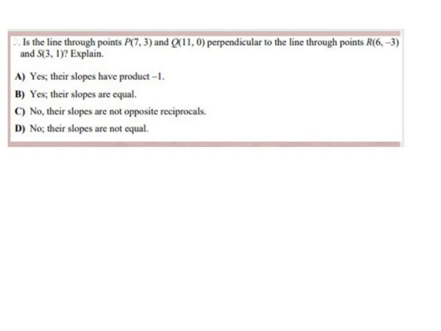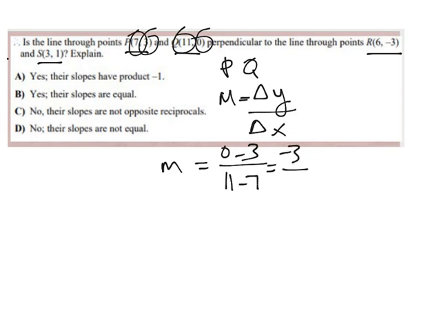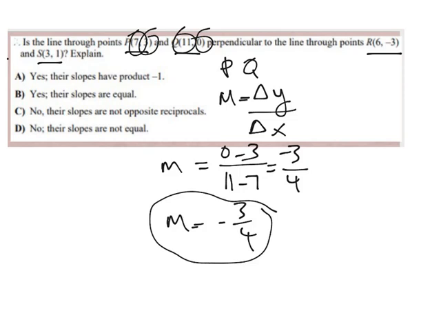Okay, in this question we're asked, is the line through points P and Q perpendicular to the line through points R and S? So let's figure out PQ's slope first. Okay, again, that's delta y over delta x. I'll do it over here. Get some room. I'll take 0 minus 3 over 11 minus 7. I would get negative 3 over 4. So my slope here is negative 3/4.